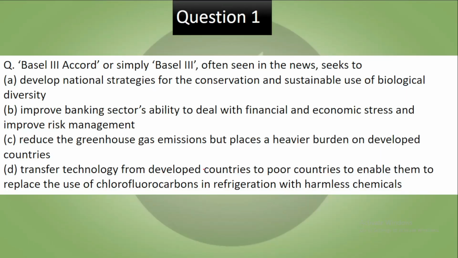So let's start. Question 1 says the Basel III Accord, or simply Basel III norms, often seen in the news, seeks to develop national strategies for conservation and sustainable use of biological diversity, improve the banking sector's ability to deal with financial and economic stress and improve risk management, reduce greenhouse gas emissions but place a heavier burden on the developed countries, transfer technology from developed countries to the poor countries to enable them to replace the use of chlorofluorocarbon in refrigeration with harmless chemicals. Pause the video, try to answer. Now let's see the answer. Your correct answer to this is B.